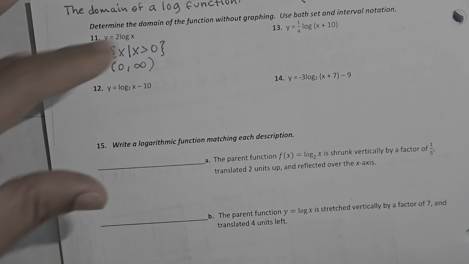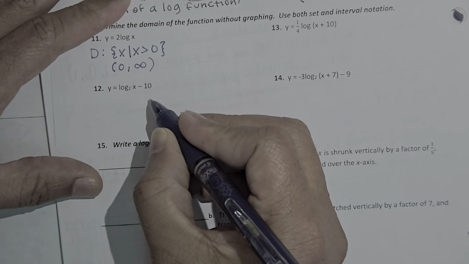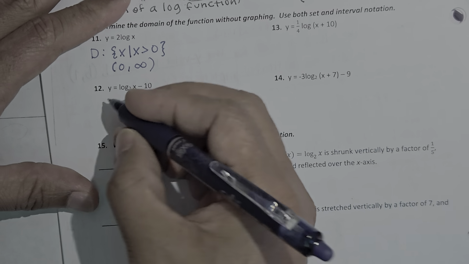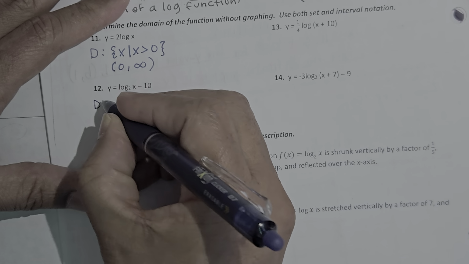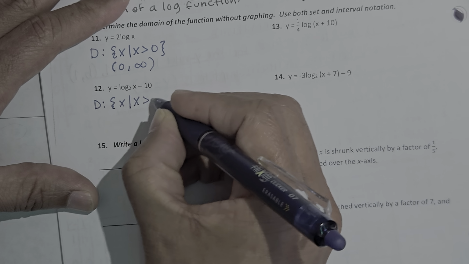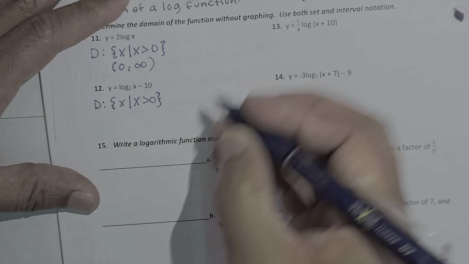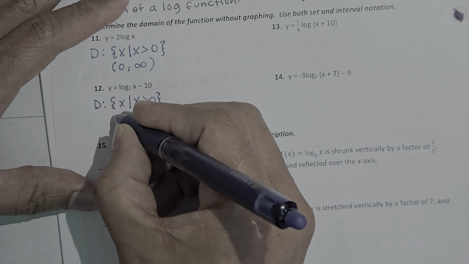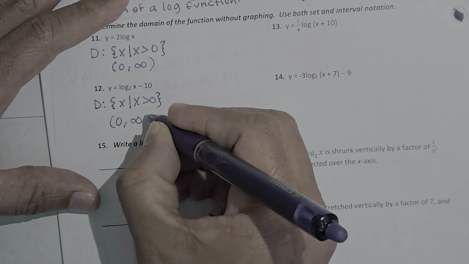So for example number 2, there is no parentheses. This just goes down 10, but that does not affect the domain. So domain it's x such that x is greater than 0. That's in set notation, in interval from 0 to infinity.